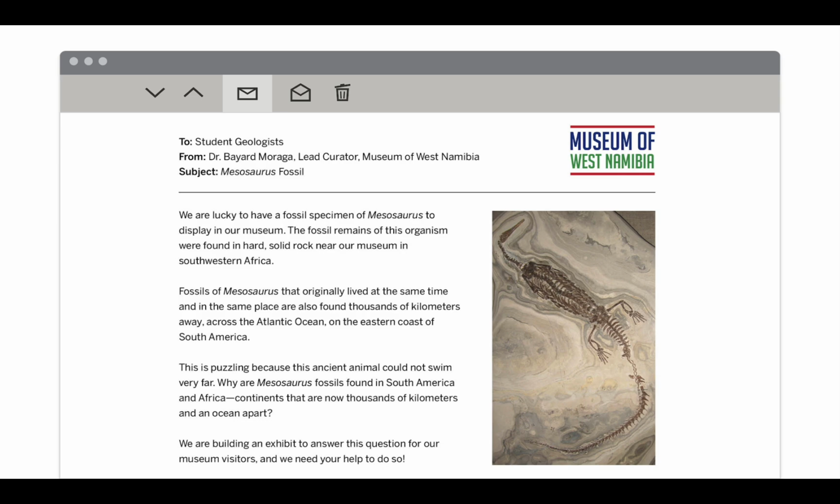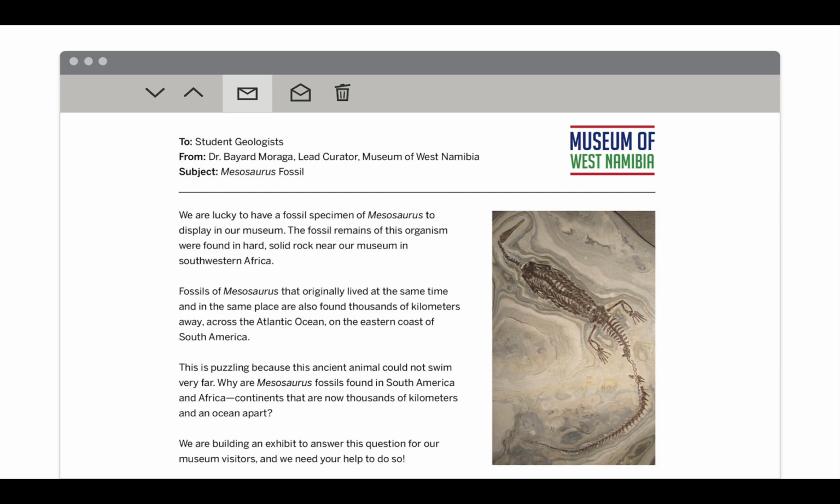Amplify created this scenario for us. We are now student geologists, and Dr. Bayard Morago is the lead curator for the Museum of West Namibia. And the subject is Mesosaurus fossils. Now, even though this is a fictitious scenario, the information that Amplify uses is actually real. So there really was a type of ancient dinosaur called Mesosaurus. And let me just read the email to you.